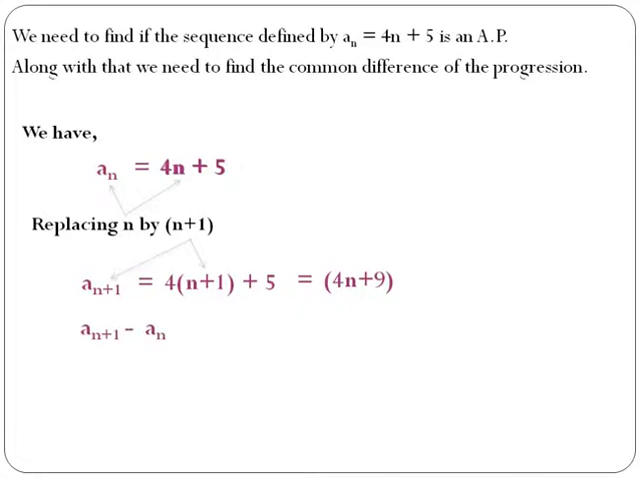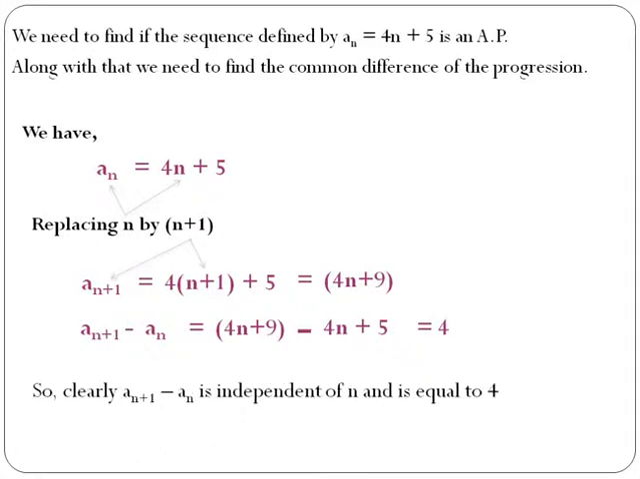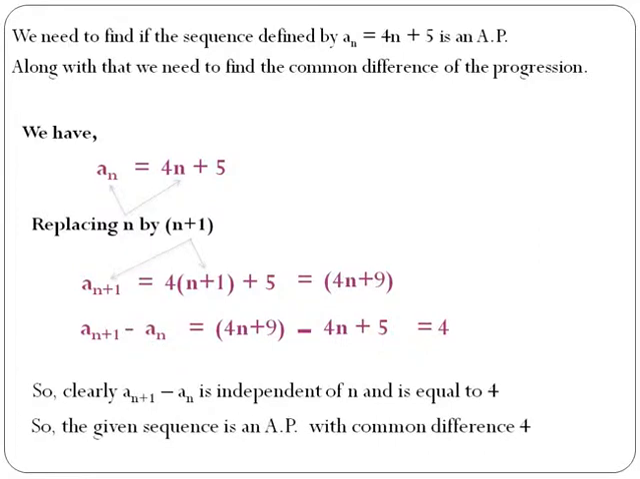Let us now take the difference. So an plus 1 minus an is equal to 4n plus 9 minus (4n plus 5). That gives you 4. Now 4 is independent of n. So the given sequence is an arithmetic progression with a common difference of 4.